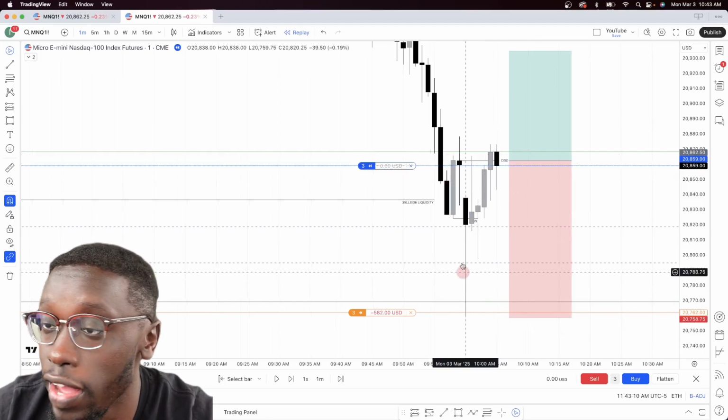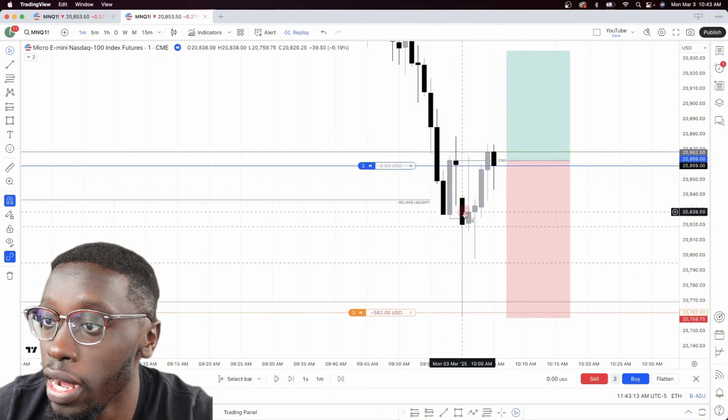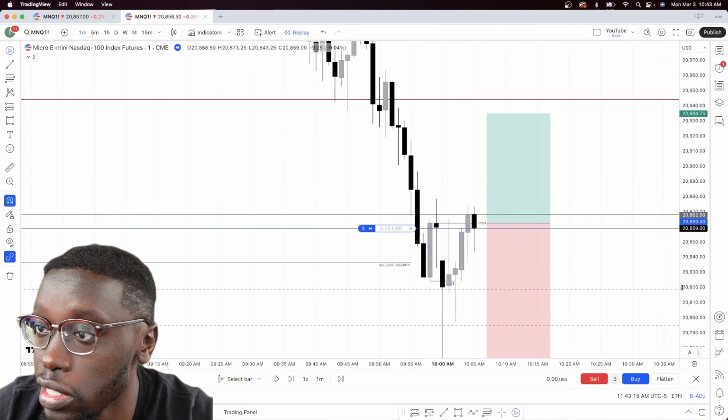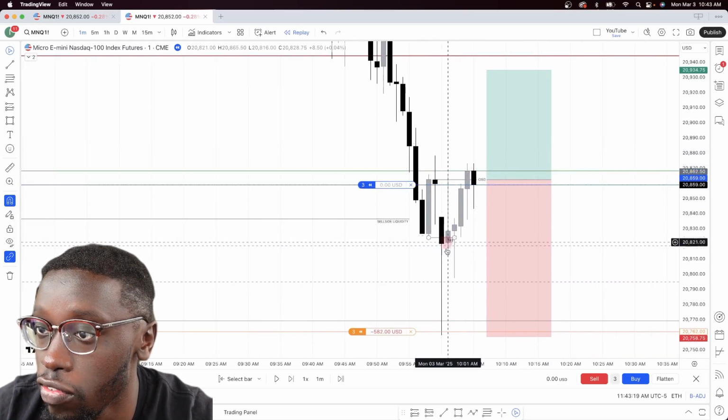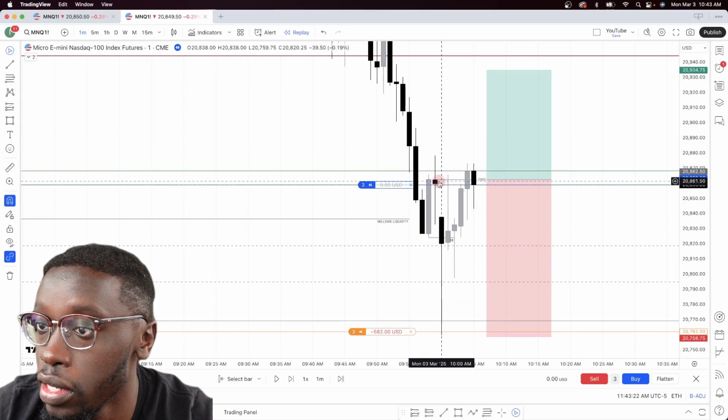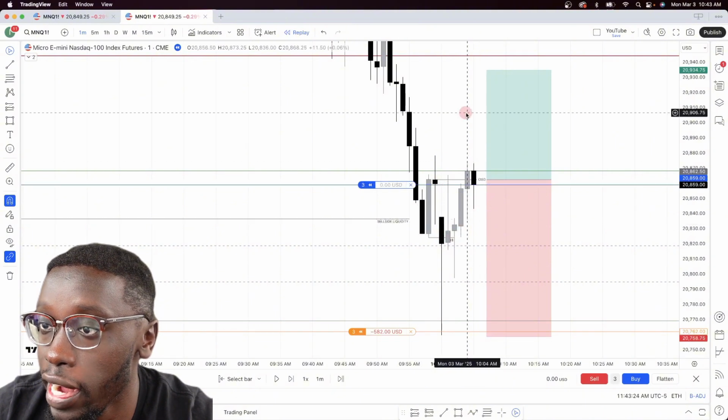At this point, my trade is invalidated here. So now what I want to see is, okay, well, how do we react to this series of down close candles? We have this volume imbalance. We have this order block here.